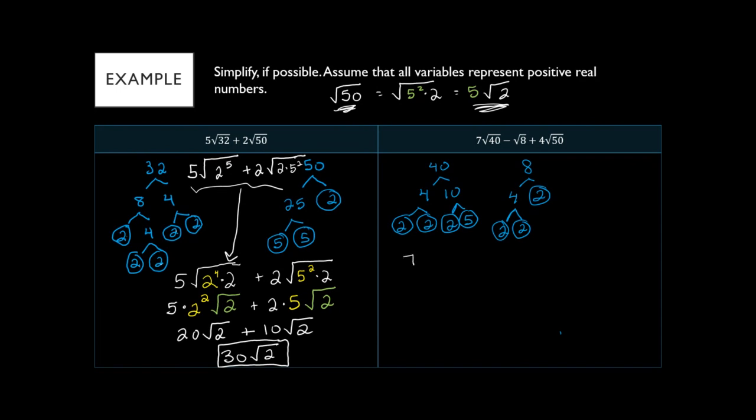So I'm going to rewrite this. I've got 7 times the square root, and now with 40, I've got 1, 2, 3 2's, so that's going to be 2 cubed times a 5. Then I have a minus, and you can put a 1 in front of there, and then the square root of 8, we've got 3 2's. And then we've got plus 4, and then we already determined that the square root of 50 was 5 times the square root of 2. Because we already did that, I'm just going to replace that and have that there already.